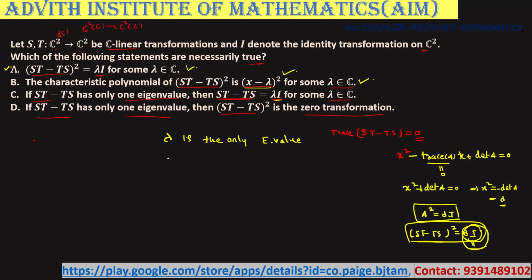But ST minus TS is a commutator, so the trace of the commutator is 0. Therefore the trace of A, where A is equal to ST minus TS, equals 0. But lambda is the only eigenvalue, so it is a double root. That means lambda plus lambda is the trace, which is equal to 0. That means 2 lambda is equal to 0, so lambda equals 0 is the eigenvalue.